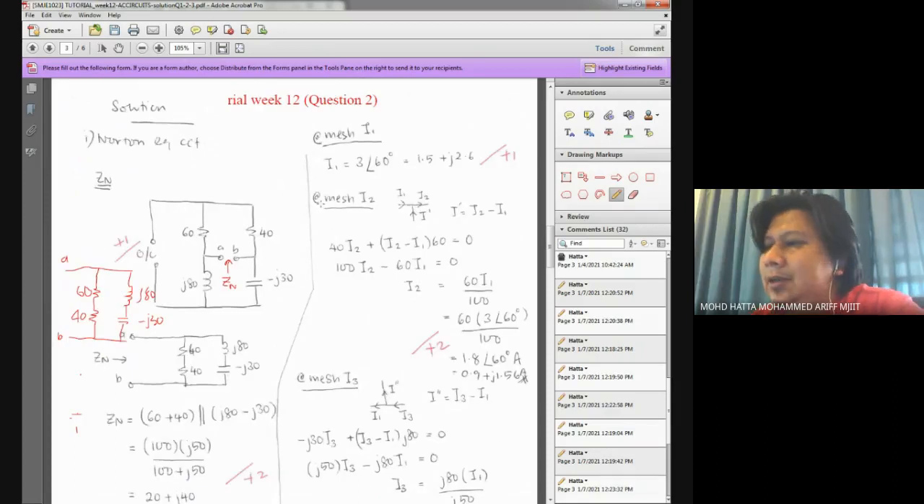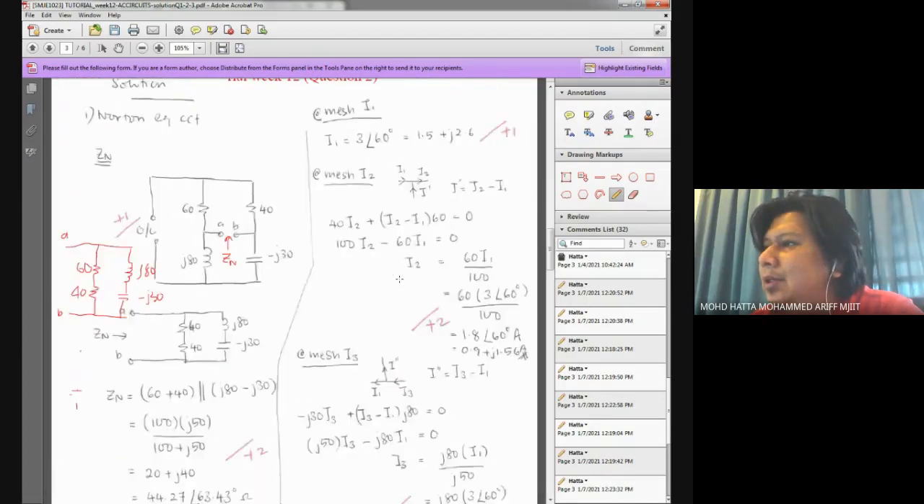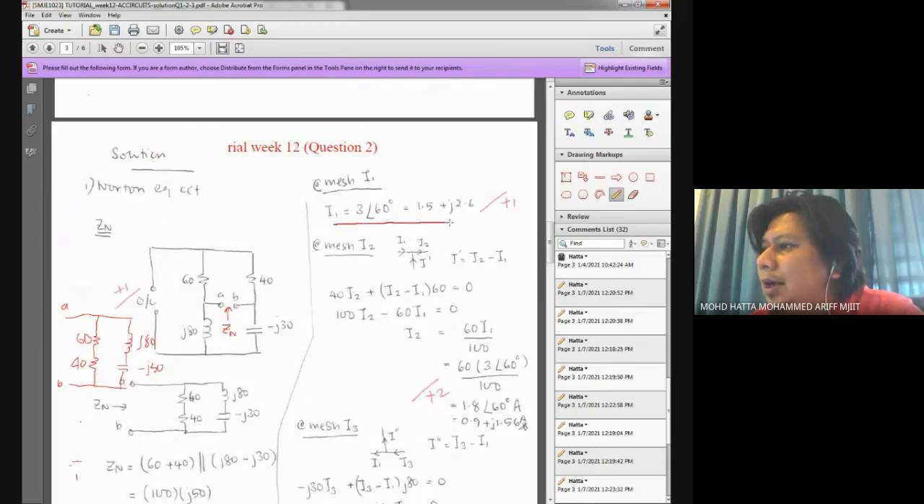So using this polarity definition, I set up my mesh currents. For mesh number 1, it's quite straightforward because we have a current source flowing through this mesh. So I just write down I1 equals 3 with the angle of 60 degrees as my I1. And you should get 1 mark for writing this one.